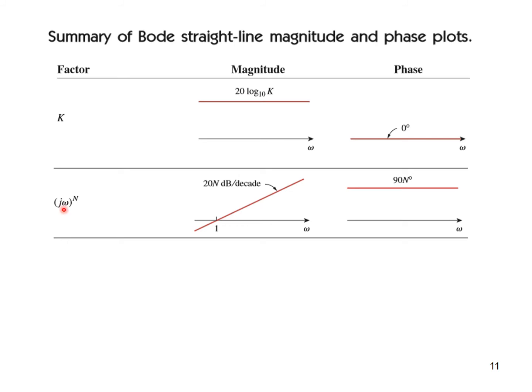If we have a zero, j omega in the numerator, depending on the power: if the power is 1, the slope will start from 1, and for every decade, or 10 times the frequency, it will go 20 dB up. 20 dB per decade will be the slope, and this is if n is 1. If n is 2, then it is 20 times 2, that means 40, so the slope will be 40 dB for one decade. It will go up 40 dB.